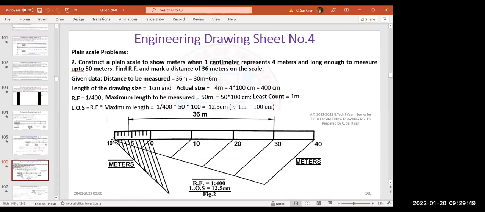So again, this is a 10 meter scale. 10 meters I am dividing into 10 equal parts, so I'll get 1 meter each. Okay. So 0 to 30, I have to highlight 30. And from here, I have to highlight 6. So 30 plus 6 total becomes 36.